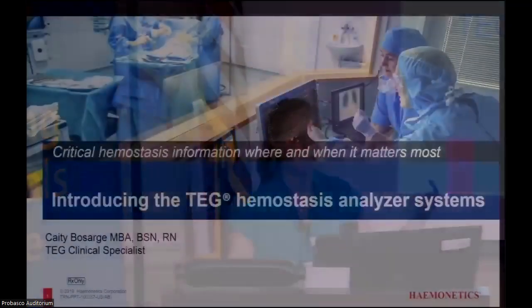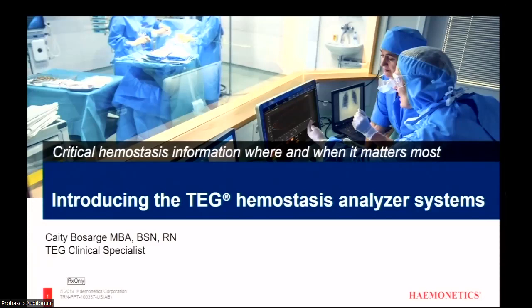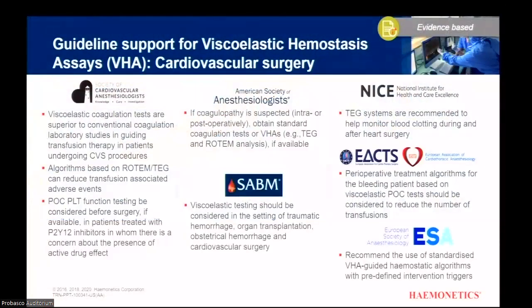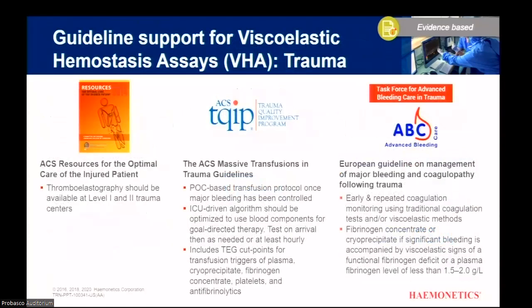We're going to talk about the TEG 6S, which is the device upgrade that's coming. I include the next two slides primarily to review the main guidelines that include viscoelastic testing cut points: the well-known SCA as well as SABM in the middle for resuscitation of all the major blood products, as well as in the setting of traumatic hemorrhage. And then more relevant to the trauma team, the TQIP guidelines for viscoelastic cut points for transfusion triggers, as well as on the blood management side.